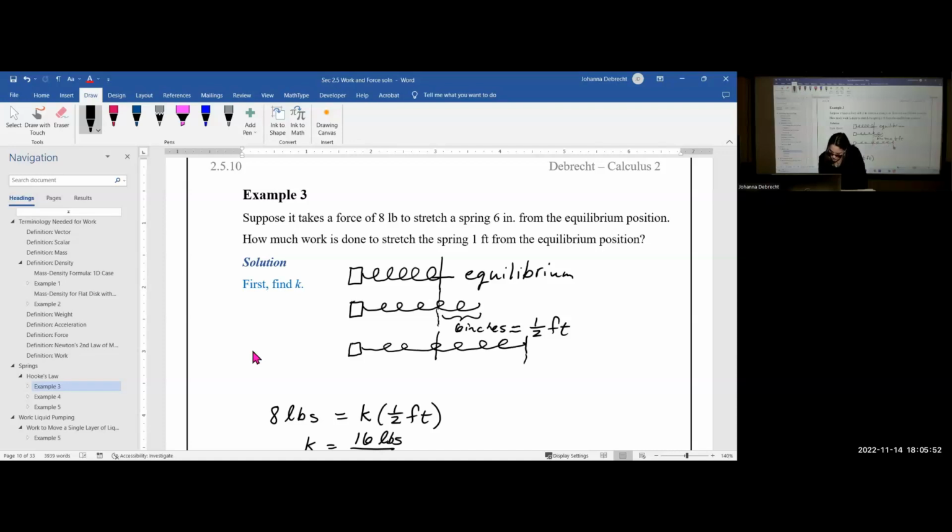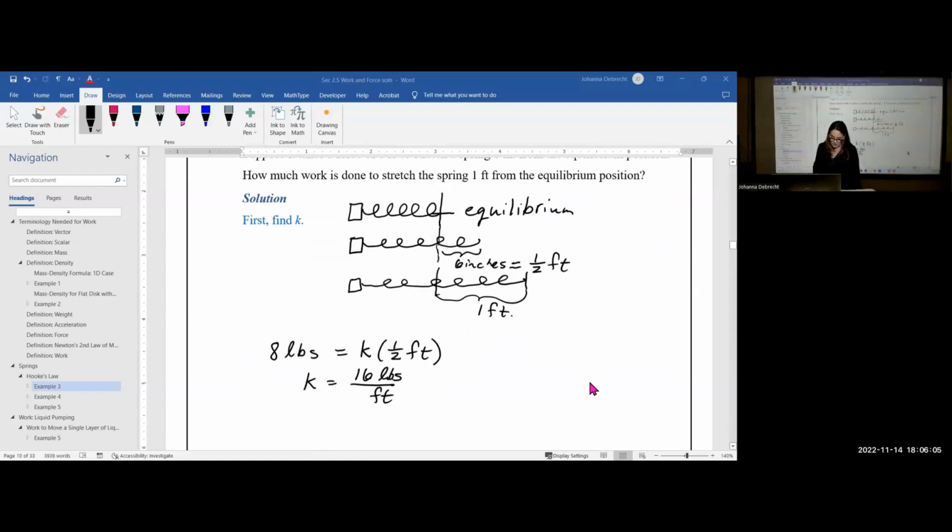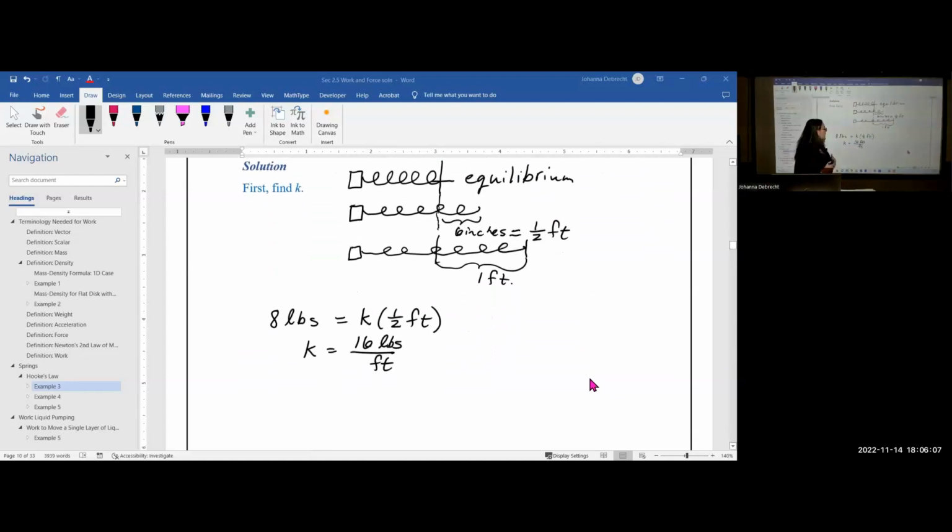This, of course, is the origin, and this is now 1 foot. So again, it's asking how much work does it take to move it from equilibrium out to 1 foot, and we're stretching it. So I want to write the integral that we had previously, which is the integral from a to b of f of x dx. And that will give me the work. That's force applied through a distance.